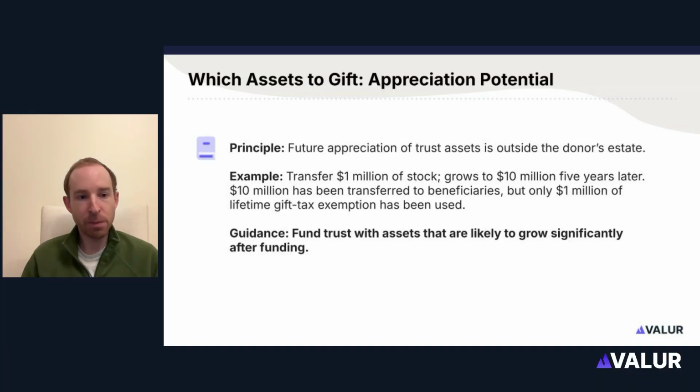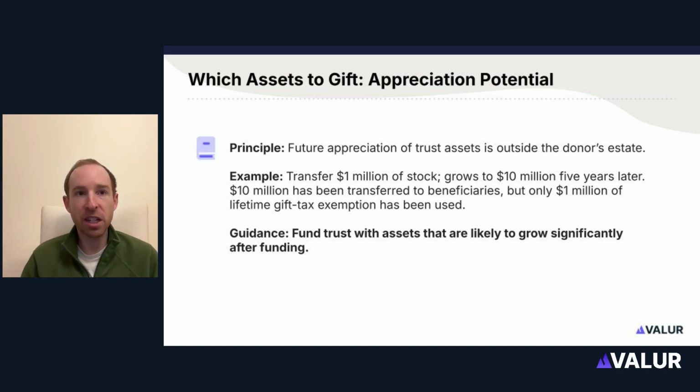The really big, most important factor is appreciation potential of the asset that you're thinking of gifting. The way the gift and estate tax works is what matters is the value of the asset at the time of the transfer. So if you have some type of asset that you expect to appreciate a lot, let's say it's currently worth $200,000, but you think it's going to be worth $5 million in 10 years, if you gift it now, you can get that soon-to-be $5 million asset out of your estate while only using $200,000 of your gift and estate tax exemption.